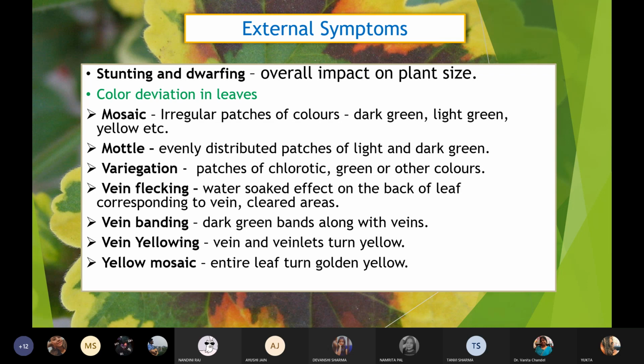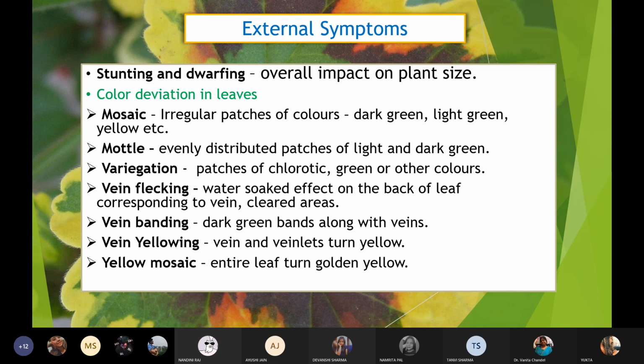So I will start with symptoms. Let's go through some terms used for symptoms, which will help us to differentiate between the two symptoms. Here I have mentioned some terms for the symptoms. First is stunting and dwarfing, that is overall impact on plant size. Then there is color deviation in leaves.